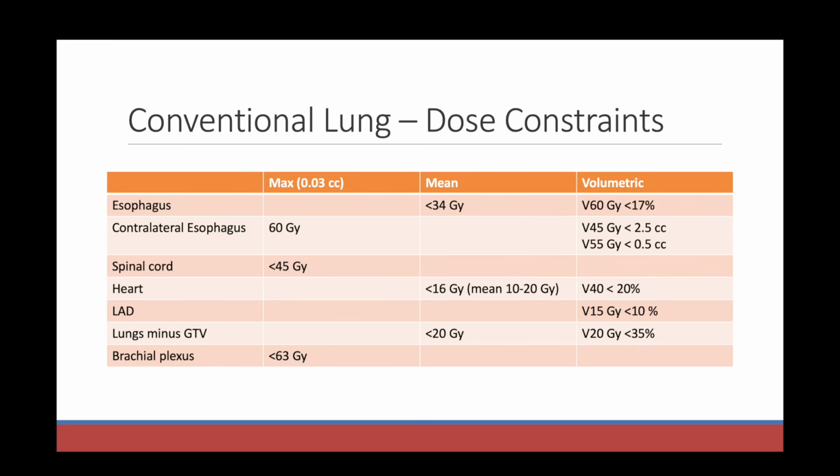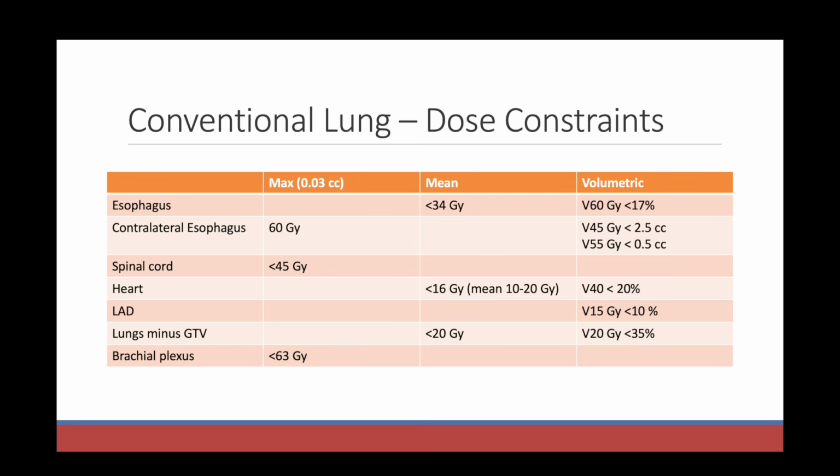Here are some dose constraints for conventional lung fractionation. So your esophagus mean should be less than 34 gray, and the volumetric dose, the volume receiving 60 gray to the esophagus, should be less than 17%. The heart dose, you want to keep your V40 less than 20%. I think V50 less than 30% is an alternate that I've seen. And you want to keep your mean heart dose less than 60 gray.